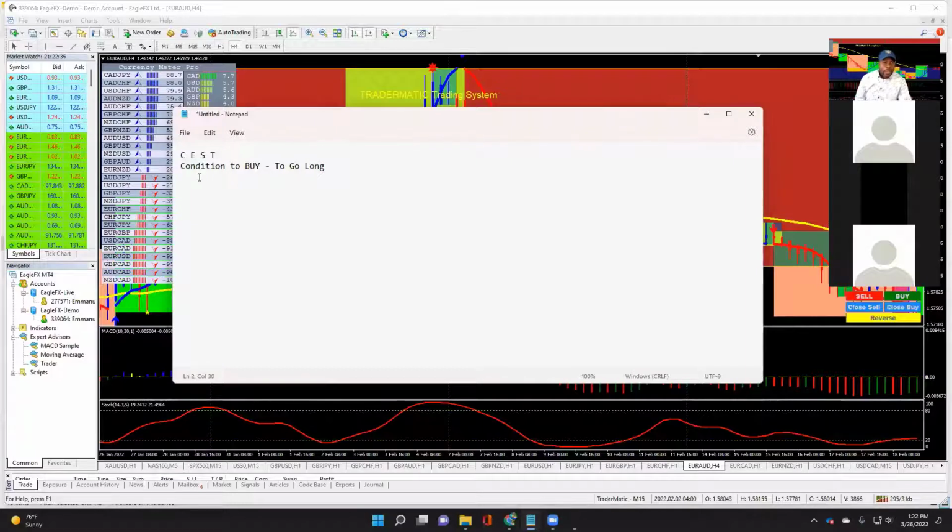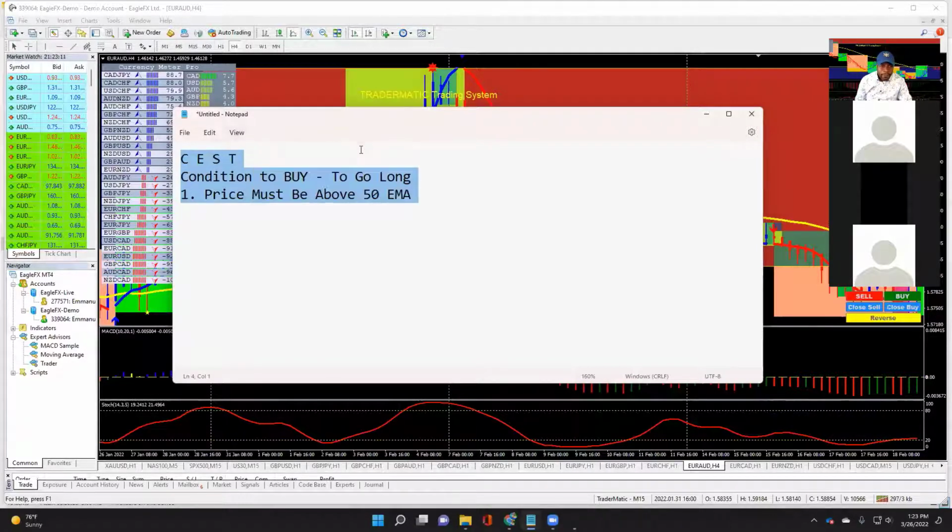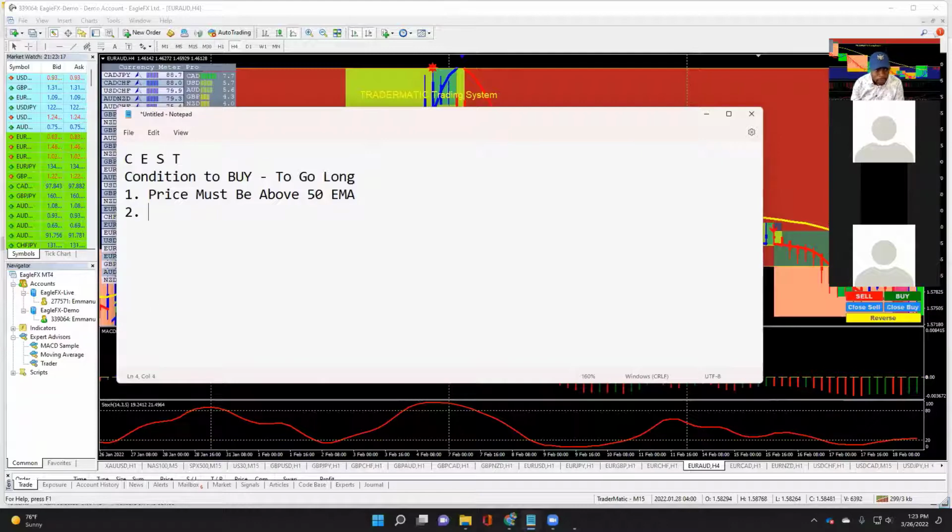All right. Okay. So now we said condition number one to buy, price must be above 50 EMA. So once this happens, you know that you are, let me zoom this one. Let's increase this. Okay, good. So number two, the candle must be bullish.